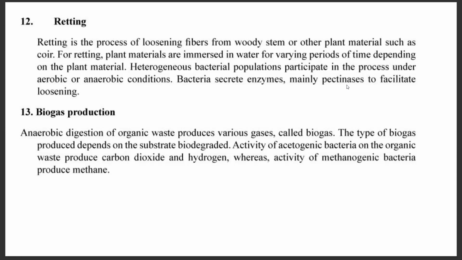Next one, biogas production. Right? In the past there was a lot of talk about biogas, when there was no gas, remember? Anaerobic digestion of organic waste produces various gases called biogas. The type of biogas produced depends on the substrate biodegraded. Activity of acetogenic bacteria on the organic waste produces carbon dioxide and hydrogen, whereas activity of methanogenic bacteria produces methane. Acetogenic bacteria means it is a specialized group of anaerobic bacteria. They can generate acetate.